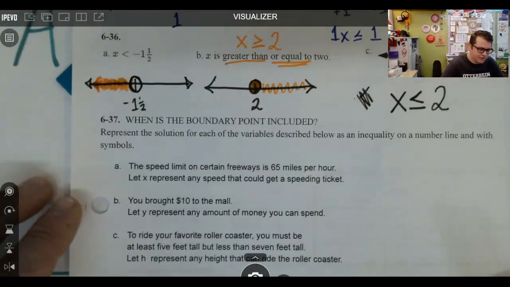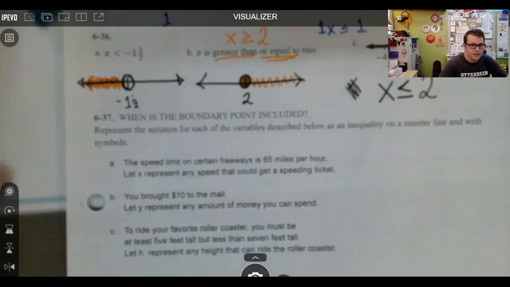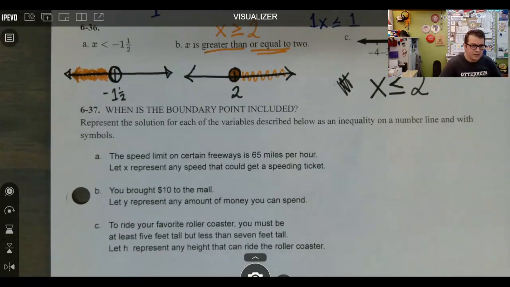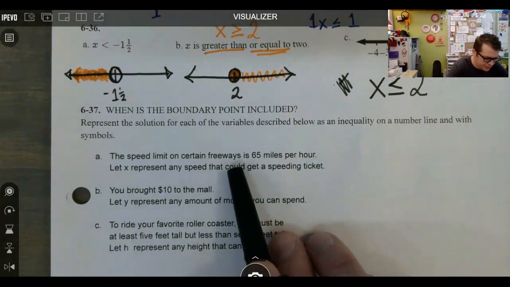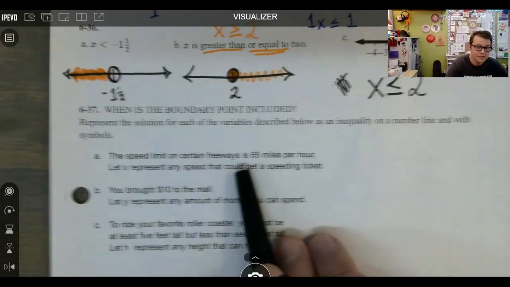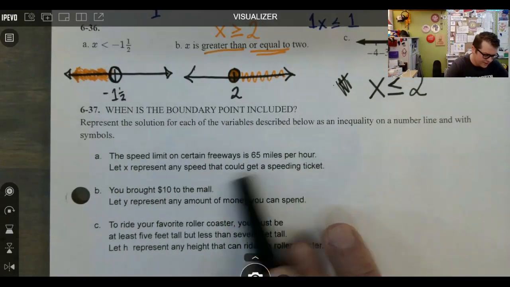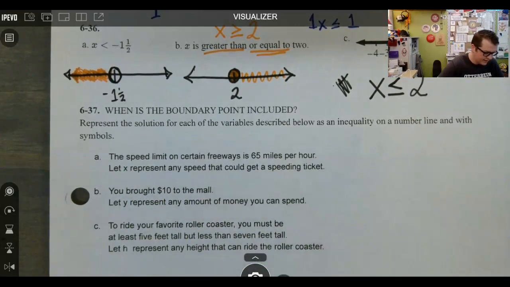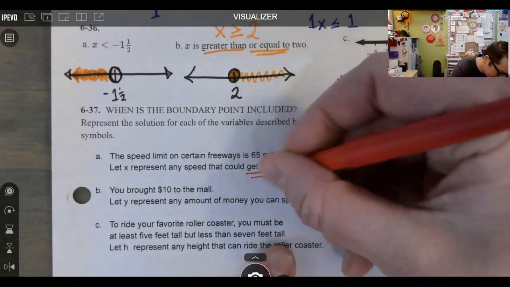Guys, pause the video and take a moment to try 37 on your own, asking yourself, in this actual situation, would that boundary point be shaded or not? A certain speed limit on certain freeways is, sorry, I just kicked my desk, 65 miles per hour. Let x represent any speed that could get a speeding ticket. I'm going to make this red because that feels like a red sort of thing.